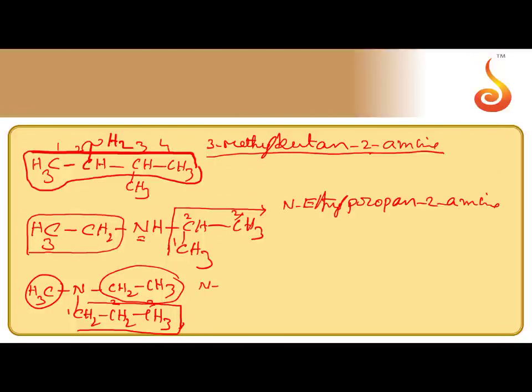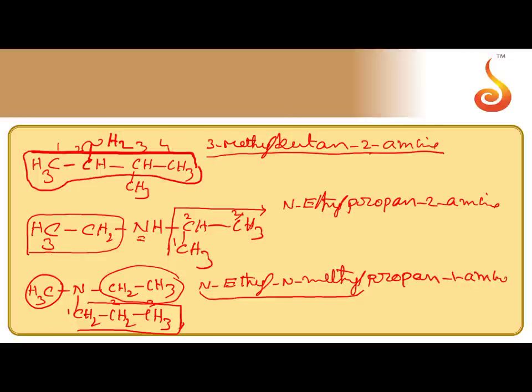So you arrange those 2 substituents in alphabetical order: N-ethyl, N-methyl. This is the prefix. Then root word is prop. Primary suffix is -ane. Then functional group amine is attached at first carbon. That's why 1 amine. I hope it is clear.